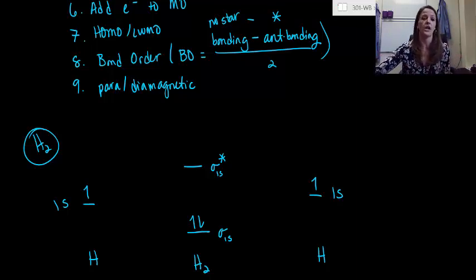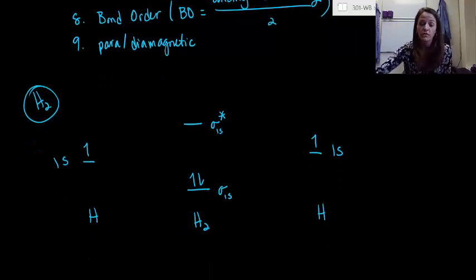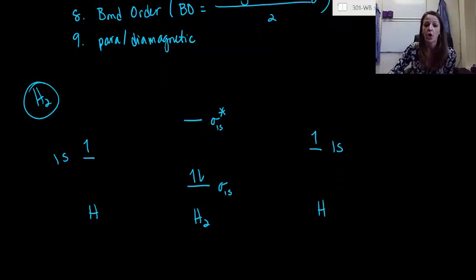Now we get to determine our HOMO and LUMO. And so HOMO is your highest occupied molecular orbital. So that means the highest orbital that has electrons in it. So right here, that's our HOMO. Where your LUMO is your lowest unoccupied molecular orbital, meaning what is the orbital directly above the HOMO?